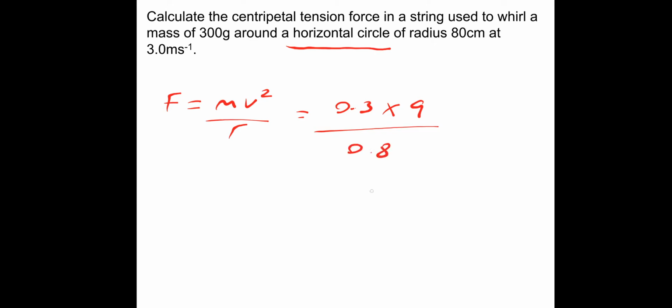So let's get the force. Force is equal to mv squared over r. Let's just put our numbers in. The mass is 300 grams, which is 0.3 kilograms. Times the speed. Well, the speed is 3, so let's square that to get 9. And then divide by the radius of 80 centimeters, which is 0.8 meters. That gives a force of 3.4 newtons. That should be pretty straightforward. Let's get rid of that and move on.